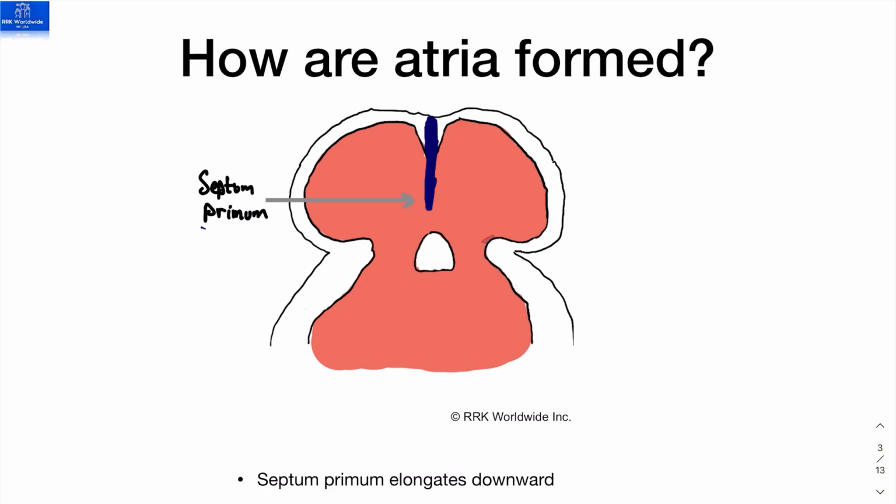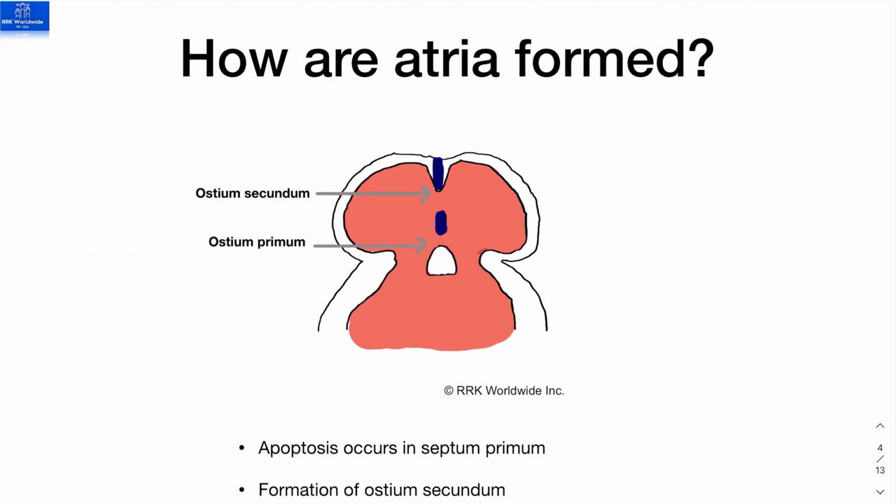Primum is Latin for first, because we'll talk about the secundum next. Oh, there's a second one. Yep. So, as you could see here, the ostium secundum forms at the top part of the septum primum.